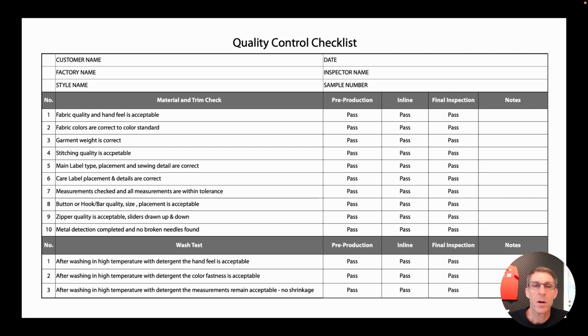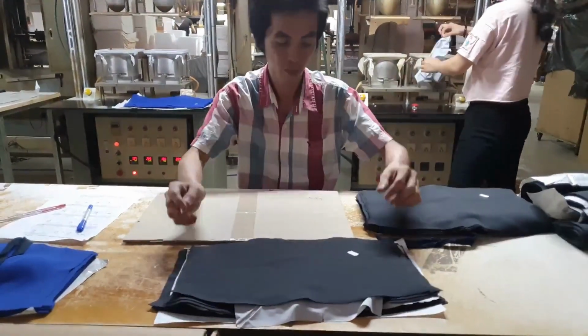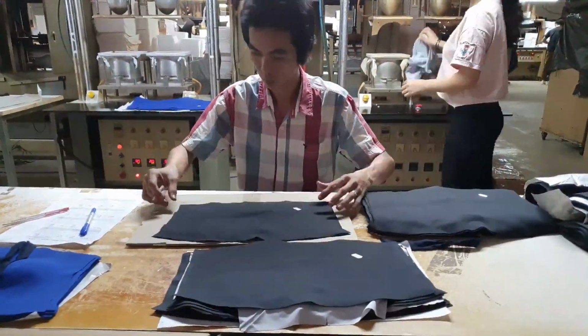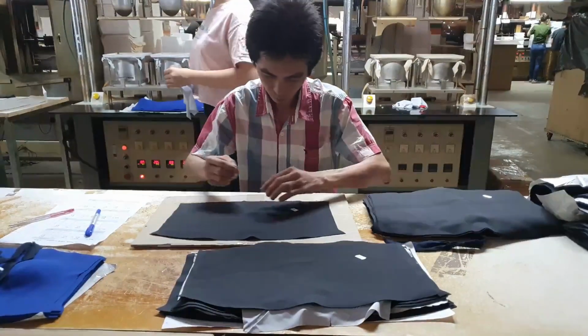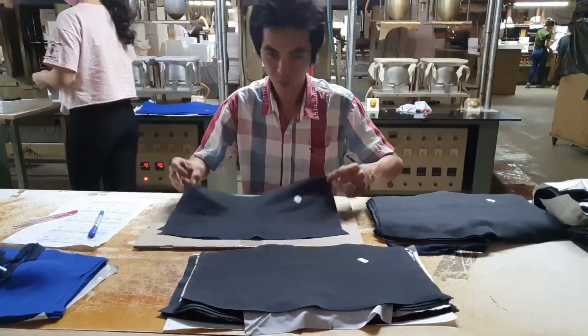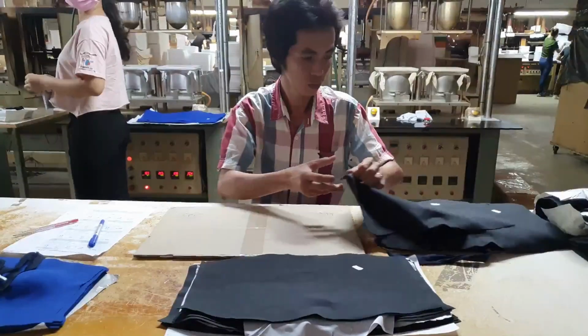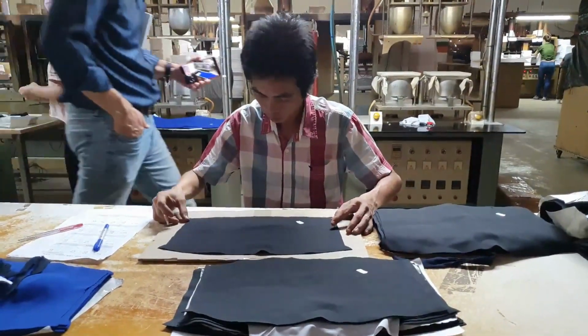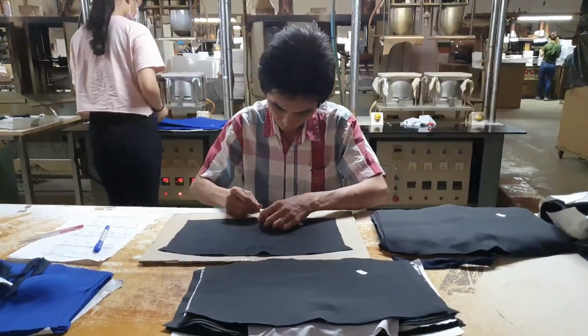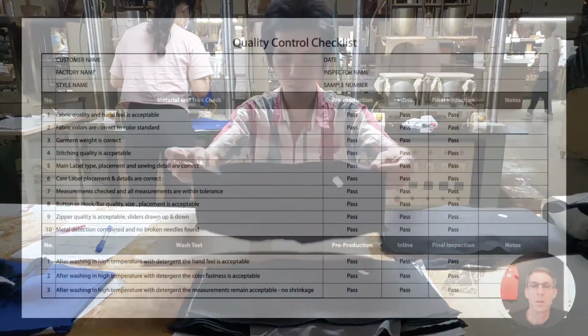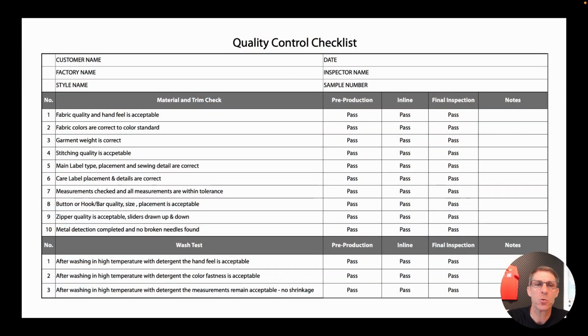Here is an example of a basic quality control checklist for a basic garment. You will need one QC checklist for each sample you check, and you will need a separate checklist for pre-production, inline, and final inspections if you choose to do all three. These are very basic checks that can help you identify problems early on and fix them before, during, and after production. So when is the best time to do a quality control check?